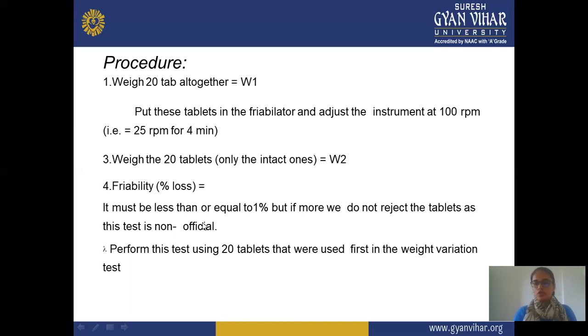And this is a non-official test, and perform this test using 20 tablets. They were used first in the weight variation test, or you can also use another 20 tablets, means total 40 tablets if your test fails, and again perform this test. If it's again not in the 1% range or more than 1%, then you can reject this batch.